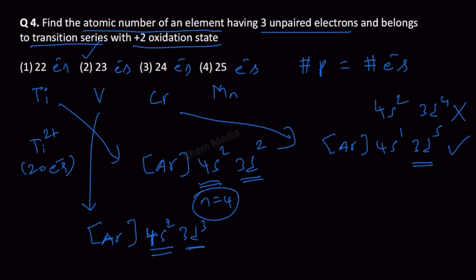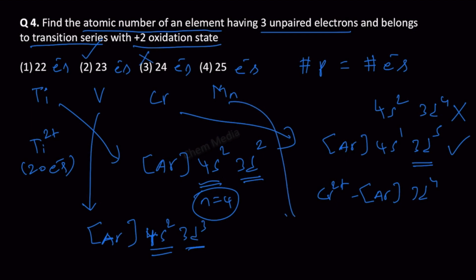Now to get the +2 oxidation state, if we are removing 2 electrons, then for chromium 2 plus, the electronic configuration will be argon and then 3d4. So we have 4 unpaired electrons here, and therefore that is not the correct answer.